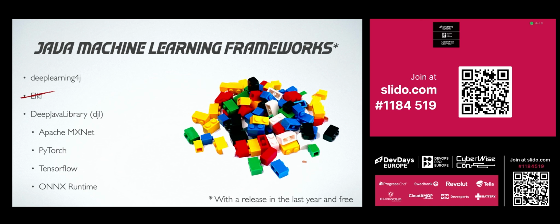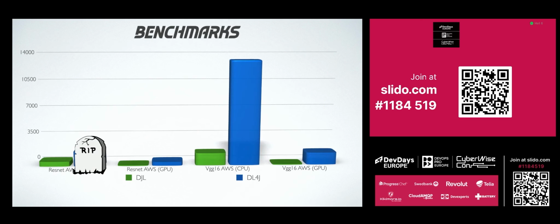But then I came across the Deep Java Library. It's an abstraction layer on top of more popular frameworks like TensorFlow and PyTorch. So let's compare those, because I started out with Deep Learning for J, and maybe this new framework is a little bit better. So I did some benchmarks on an AWS machine with a nice GPU. As you can see, there is a rest in peace sign for the Deep Learning for J library, because that was killed by the Linux subsystem, so it didn't even come to a result. But the DJL library was a lot faster, so it was time to change frameworks for me.